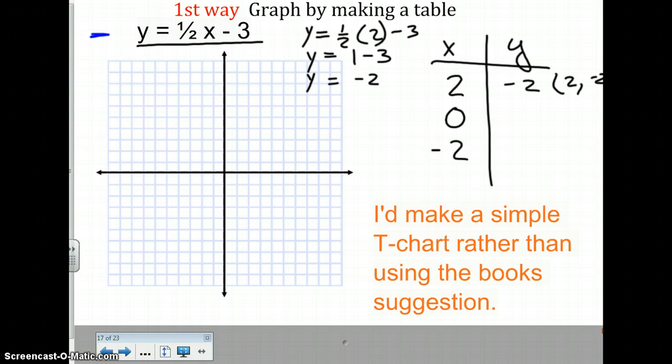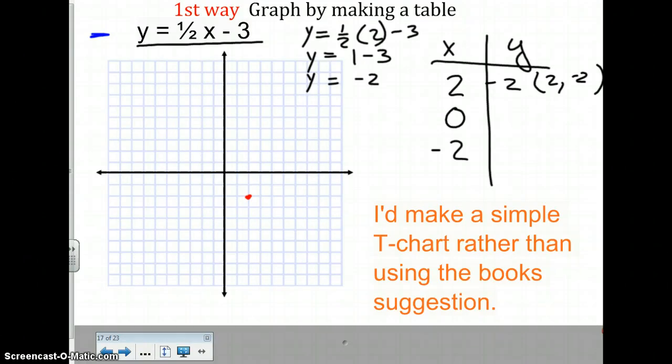Okay, and that went a little off my recording area. I apologize for that. I'll slide it over. And so we come over and we graph that. 2, come over 2, down 2. We should be about there.